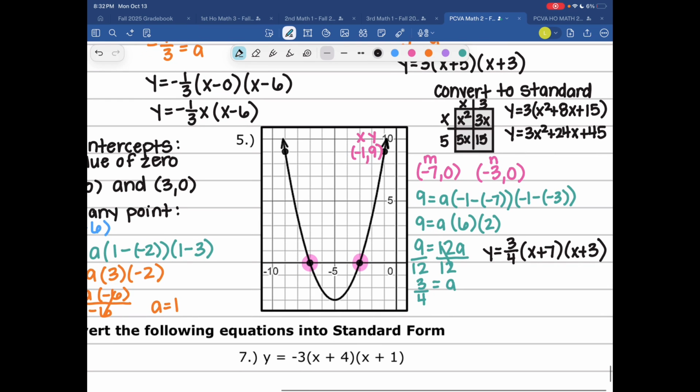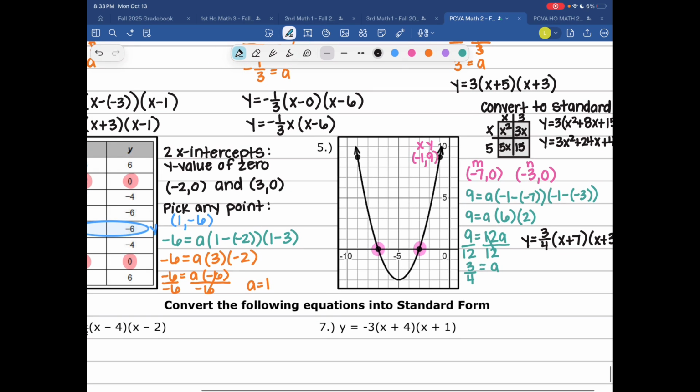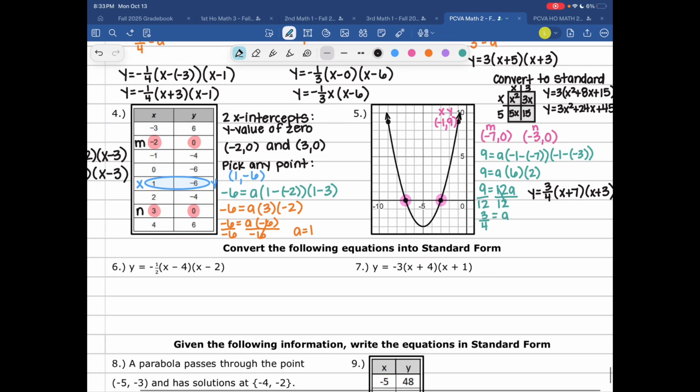So equations, obviously, if they're given to us, we can put the pieces together. If I have my graph or my table, I can still identify those pieces.